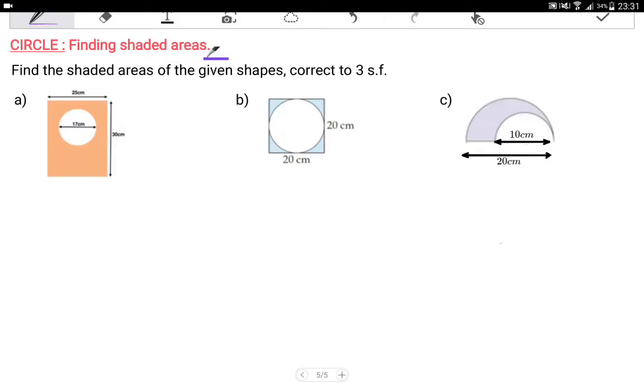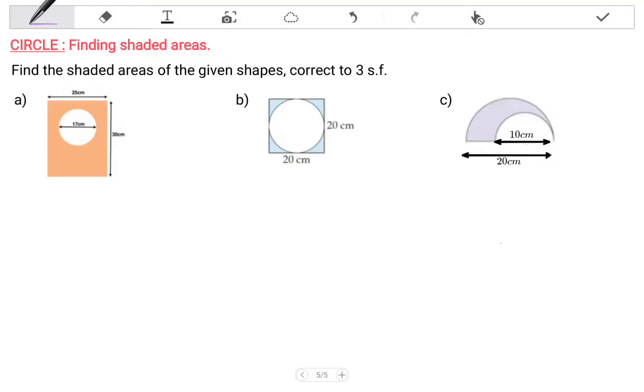Finding shaded areas involving circular shapes in it. So we are going to give the answers correct to three significant figures here. In part A, we have a shape composed of a rectangle, and inside of the rectangle, a circular piece is cut off, and the shaded area is the orange piece, and we are going to find the value of it.